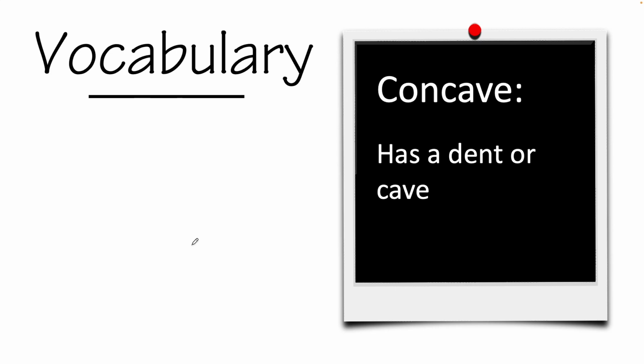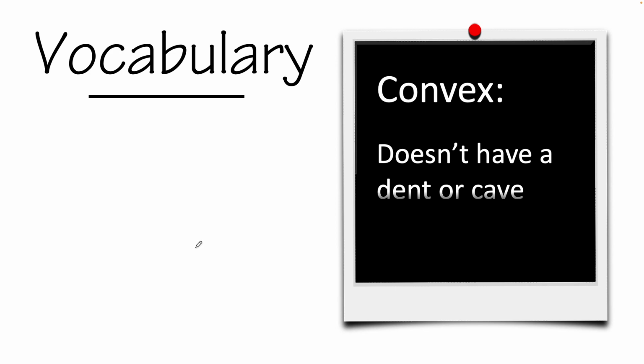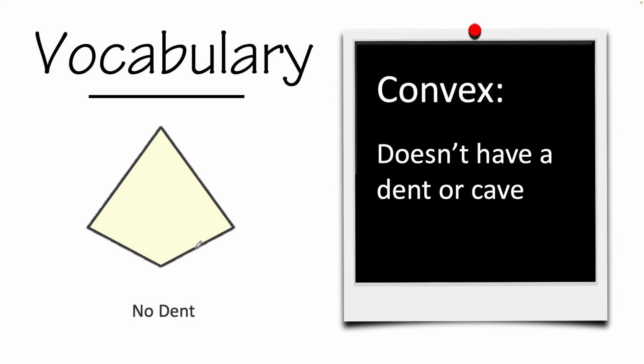Concave. Concave means that a certain polygon has a dent or a cave, like this guy. It's got a dent. It's kind of caved in right there. Convex is the opposite. It doesn't have a dent or a cave. See that one? No dent.